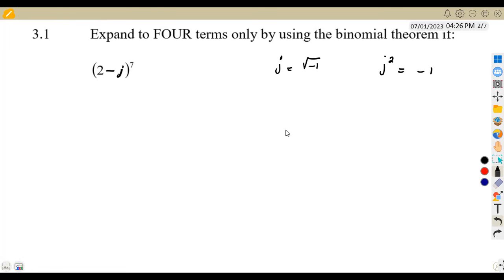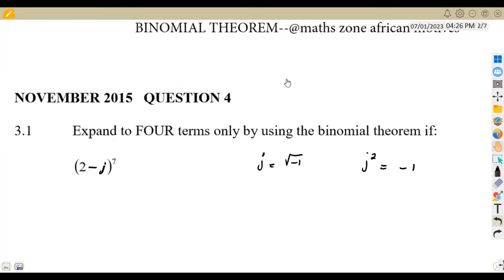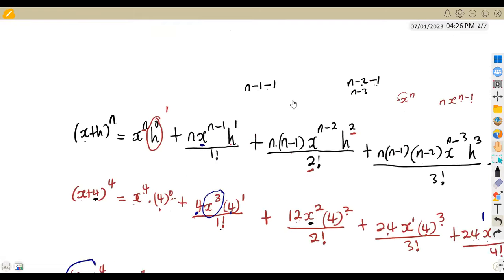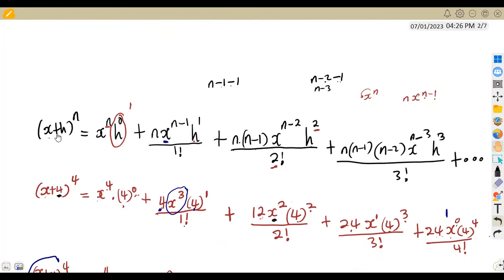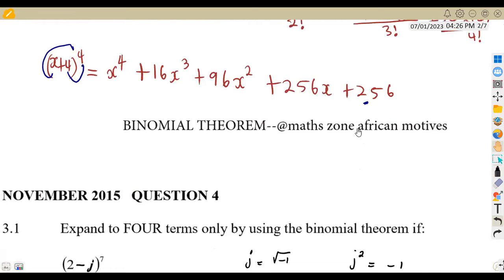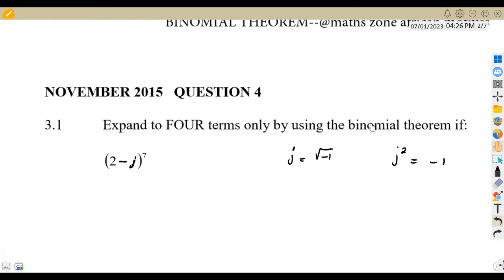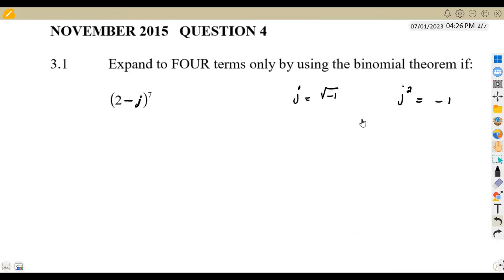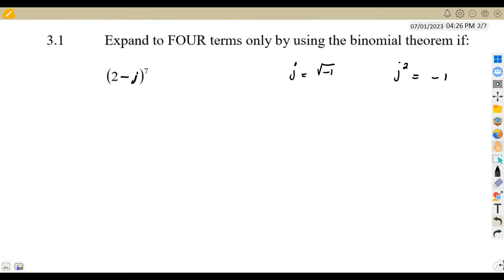All right, so the first thing that we're going to do is to rewrite in a manner that we saw previously. This is supposed to be x plus h. So we are going to put a plus, just to separate so that we see our x and we see our h. So this is the same as 2 plus minus j, so that we see the plus, the minus j in this case.